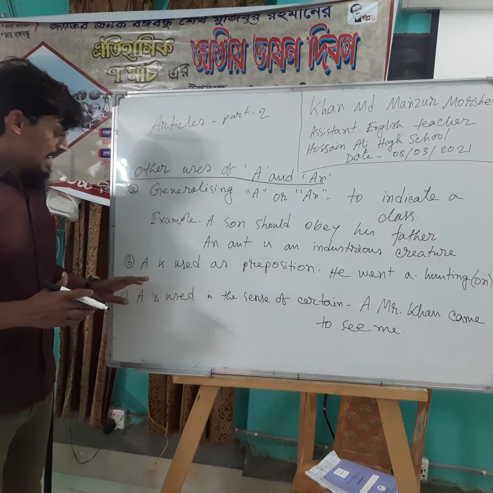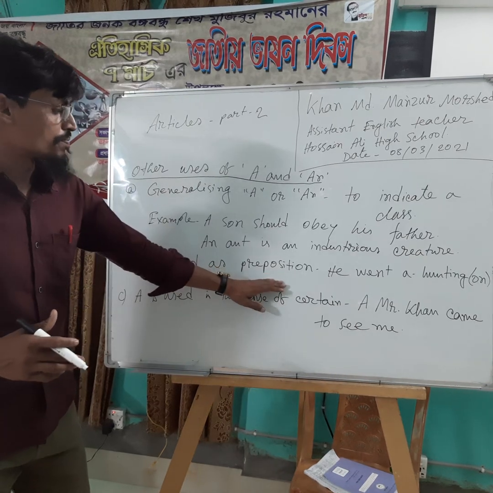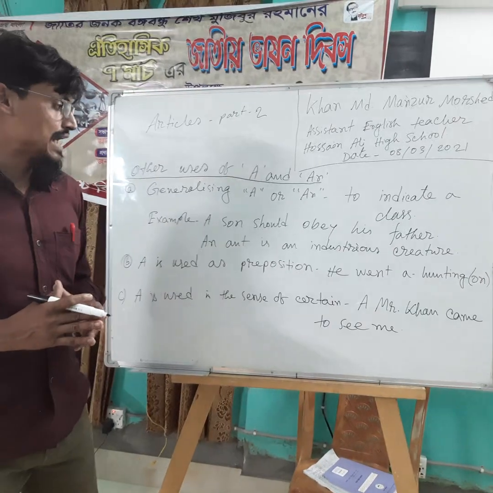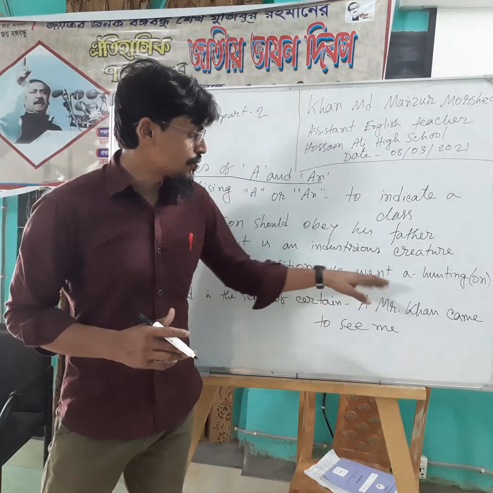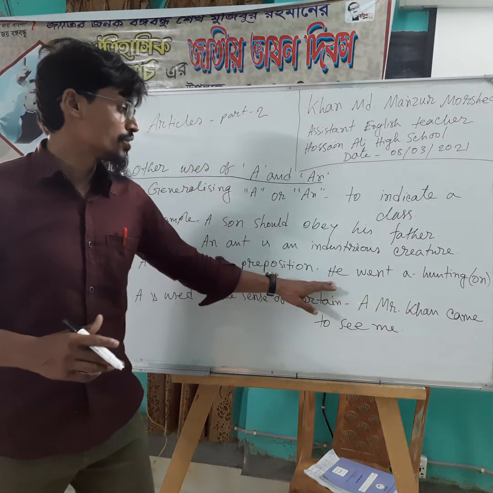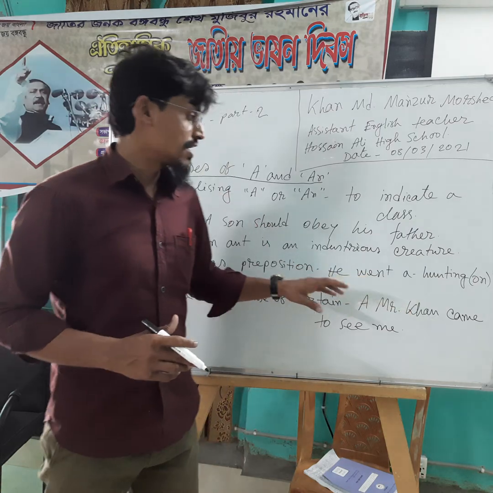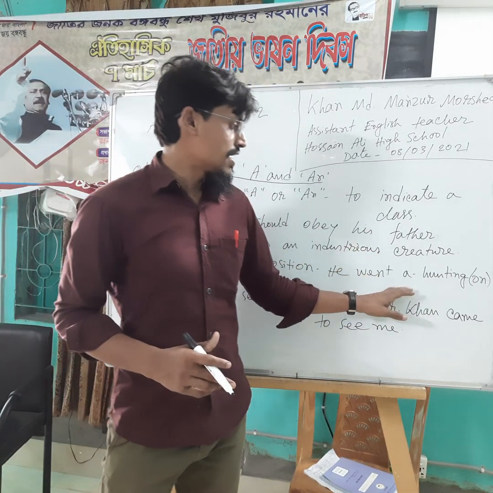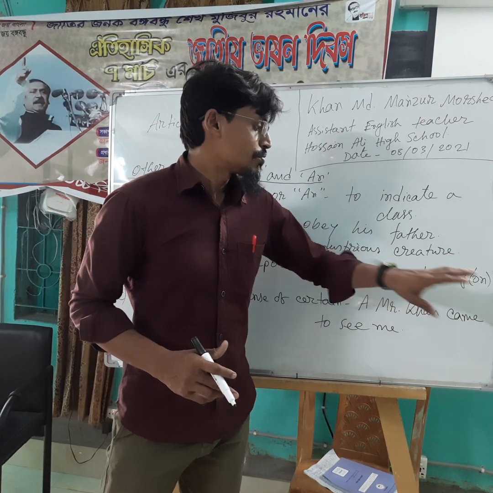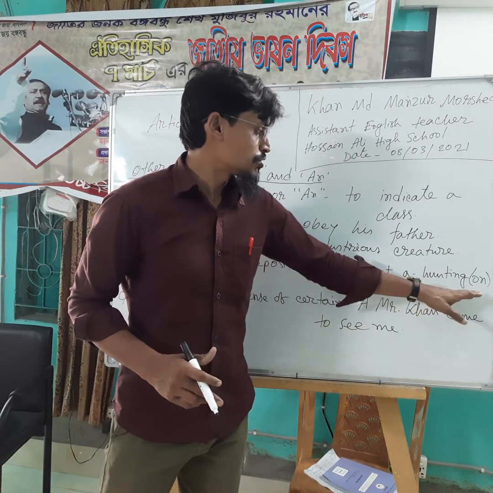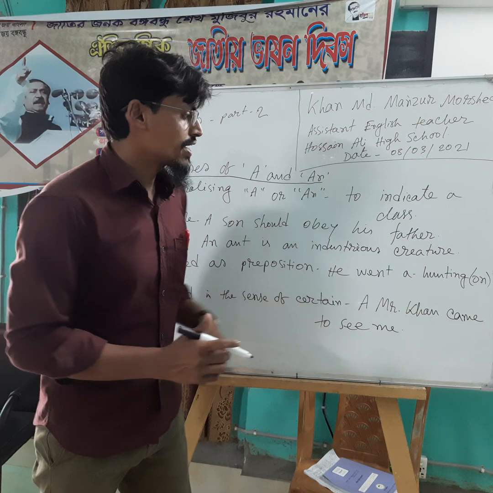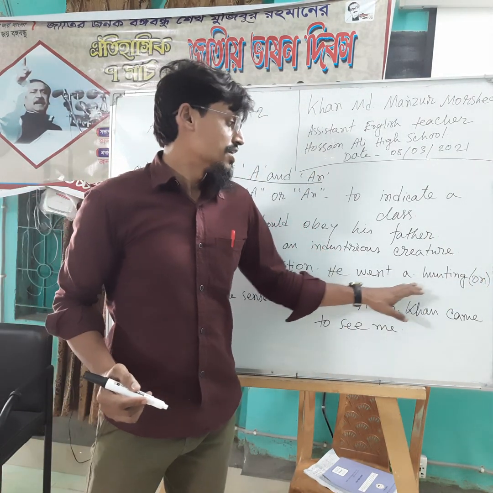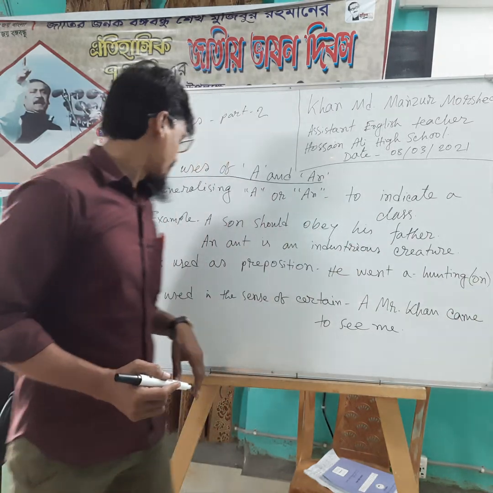Number B, a is used as a preposition. So a preposition is sometimes replaced by the article a. Look, we went a hunting. But here the preposition is omitted and replaced by a, and the proper preposition here would be on. So we can omit the preposition on, and we can write a instead of on.